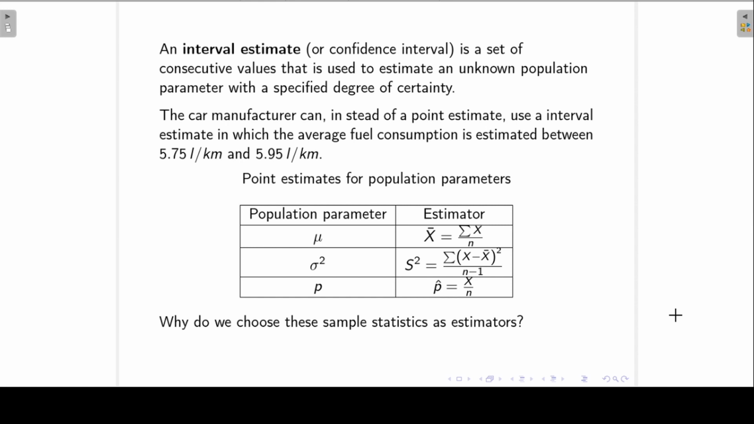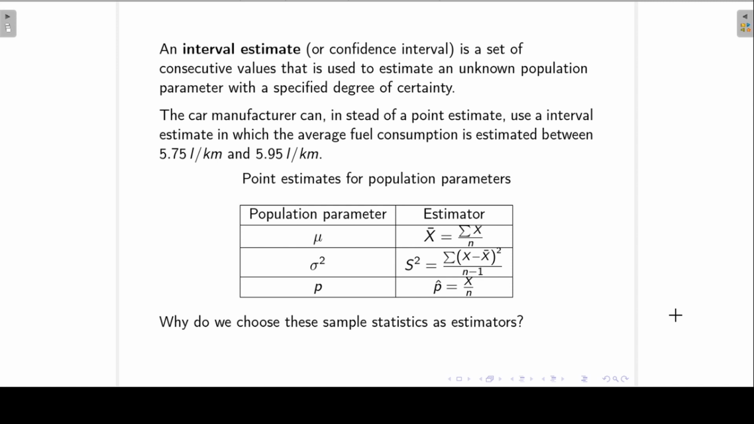So why do we choose these estimators to estimate these unknown population parameters? Of course, it sounds just logical to use the sample mean to estimate the population mean and so forth, but there are objective measures to determine whether an estimator is a good estimator.